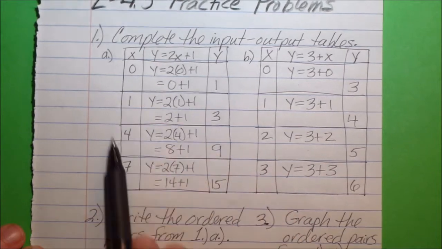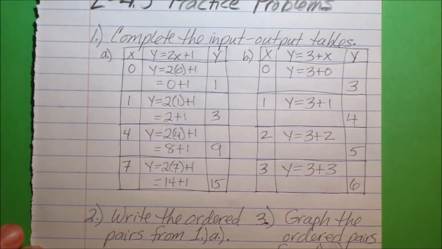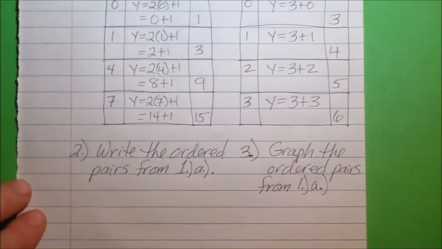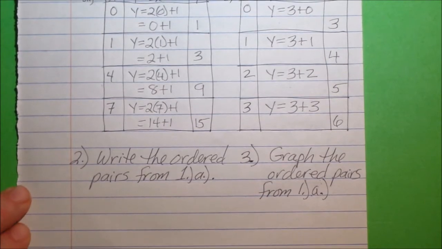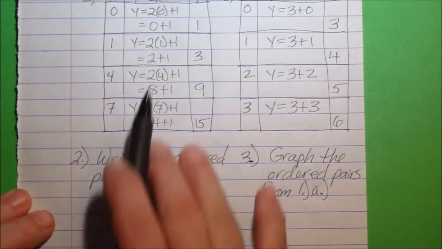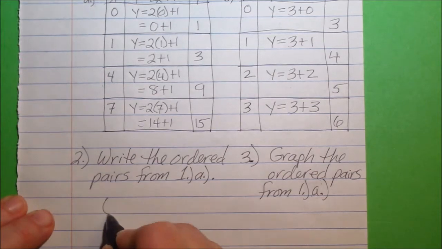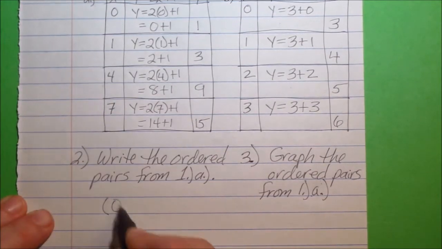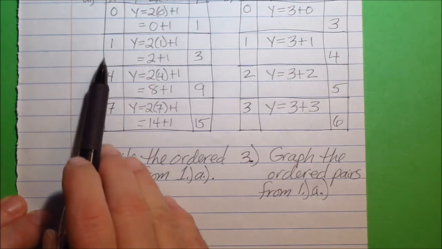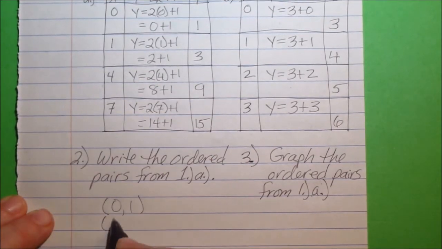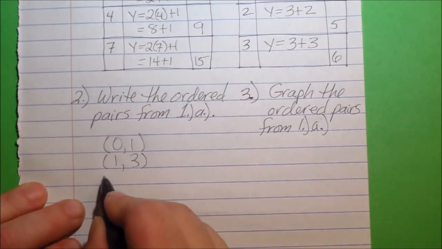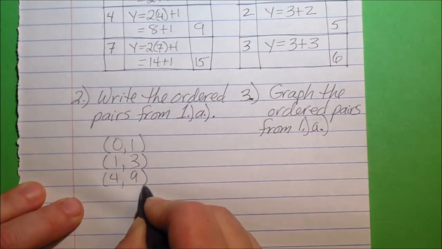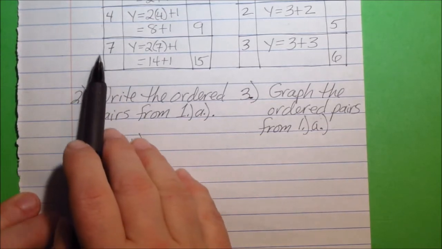Now, it's these values that we're going to be using for problems number 2 and 3. All right, so the first thing it says down here is to write the ordered pairs from 1a. That means this table here. My first ordered pair is 0 and 1. My second ordered pair is 1 and 3. My third ordered pair is 4 and 9. And my fourth and final is 7 and 15.